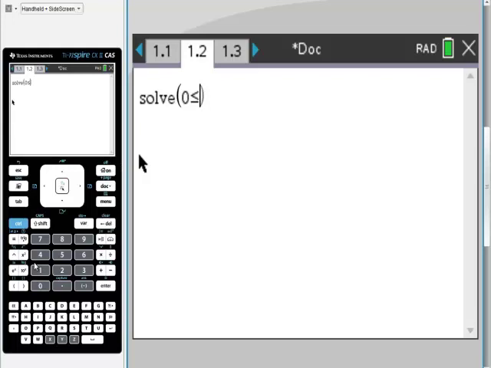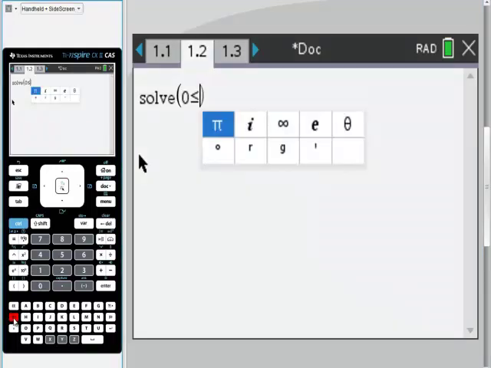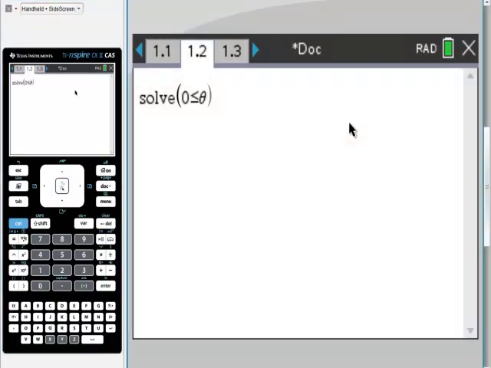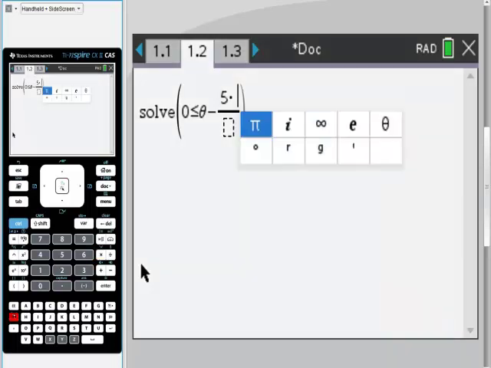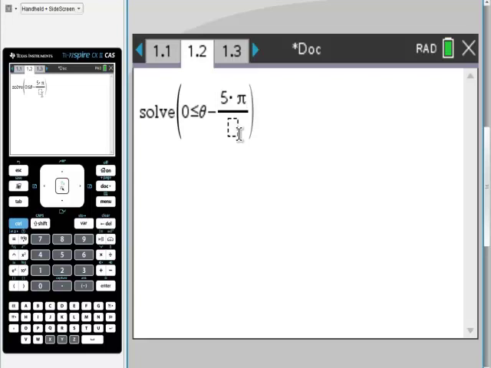Because I'm using theta, I'm going to go down here to the second button where my cursor is, and choose theta. I'm going to put in a minus sign, and then I have a fraction. The best thing I think to do is use control division. It sets up the solidus, and then you can just put in 5 times pi. Pi is here, just select pi. Go down to 6. Use your right cursor to get outside of there.